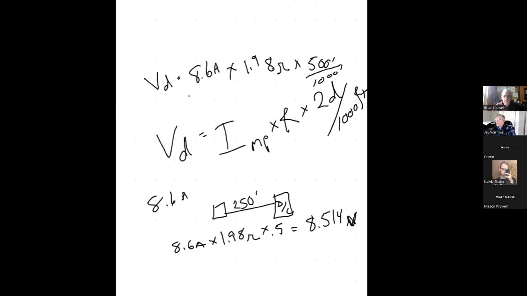So what can I do to reduce that voltage drop? Well, I can go with bigger wire. That's going to lower the resistance, give me a smaller number, which is going to give me a smaller voltage drop. I can reduce the distance. That's going to make this number smaller, but usually you design it based on what the realities of the situation are.